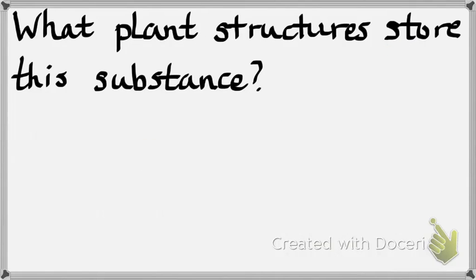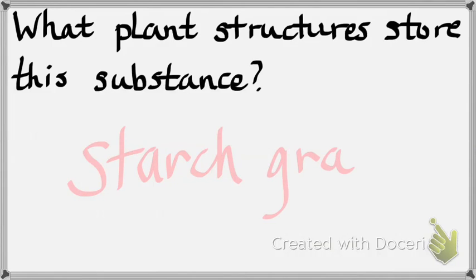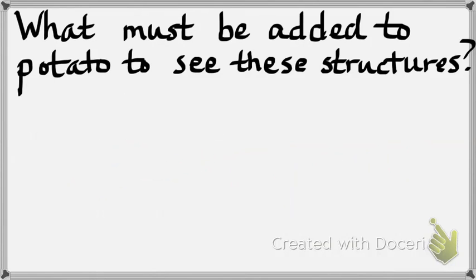What plant structures store starch? It's so easy you don't know the answer. It's called starch grains. Did you guys see starch grains under the microscope one day? Yes. Me too. What did we make a wet mount out of to see starch grains? Potato. What must we add to a potato to see starch grains?